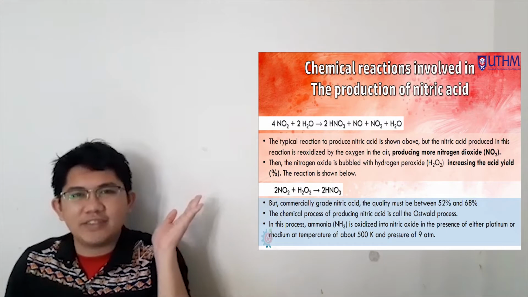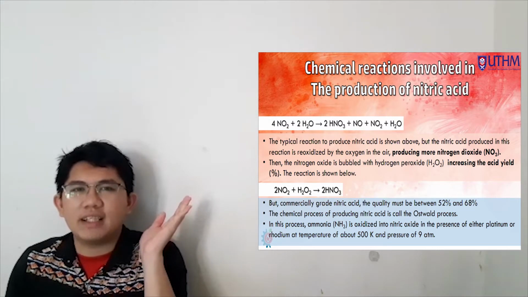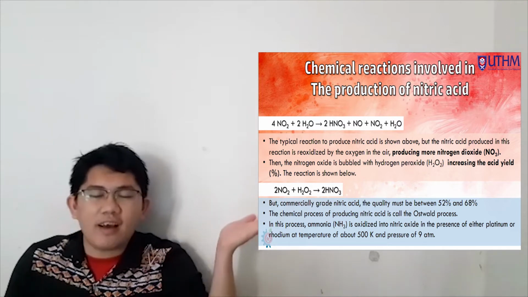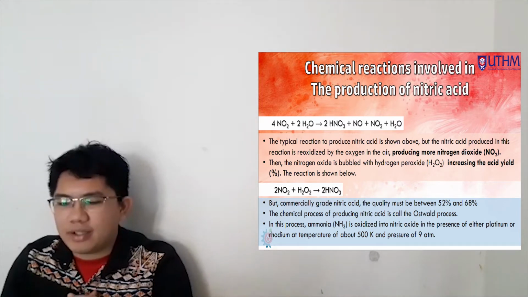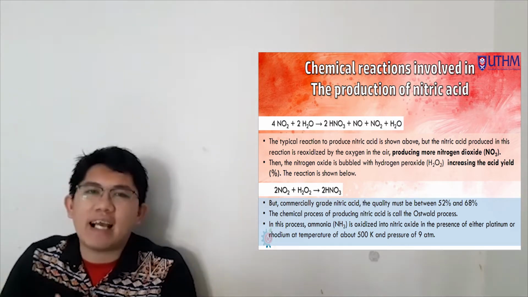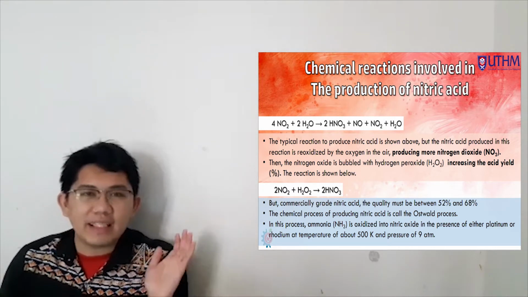And now we shall move on to the chemical reaction itself. As you can see here, the first reaction shown is the typical reaction that is used to produce nitric acid, and the nitrogen oxide produced in this reaction is then bubbled with hydrogen peroxide in order to increase the acid yield, which is shown in the second reaction.